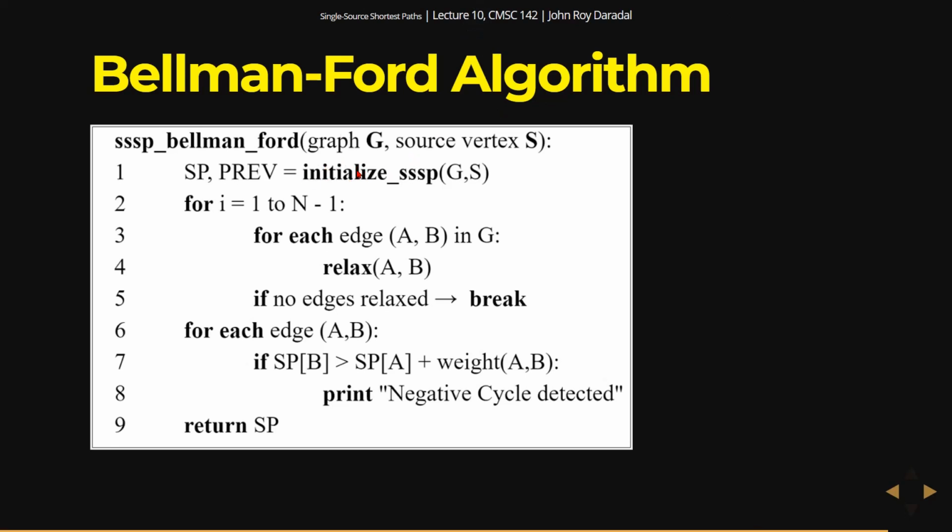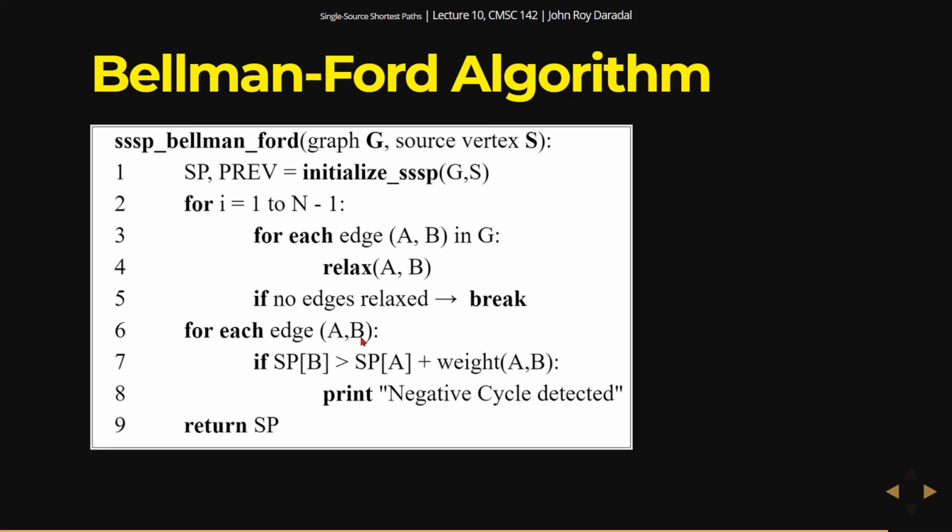You can initialize the SSSP first, and then for iteration from 1 to n-1, because again, we'll only do this for n-1 iterations at most. And then for each edge in the graph, following a certain order, we'll try to relax that edge. And if no edges have been relaxed in this round, then we'll break early. And then this part tries to detect a negative cycle.